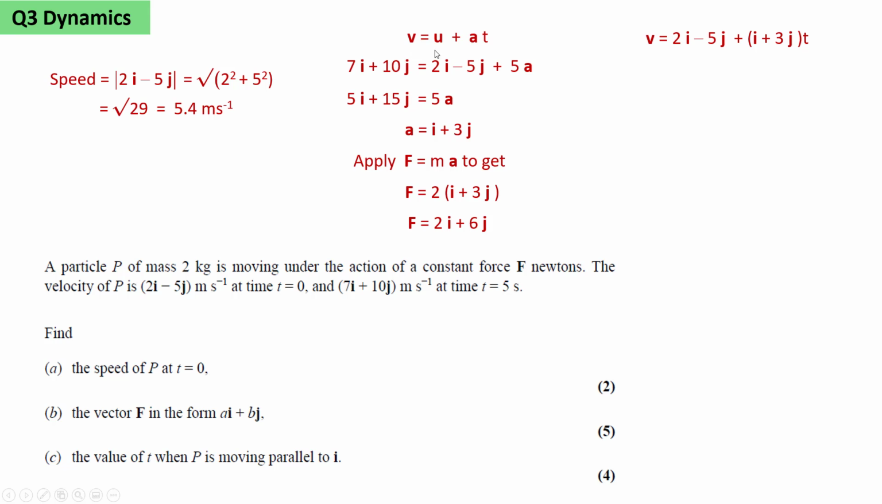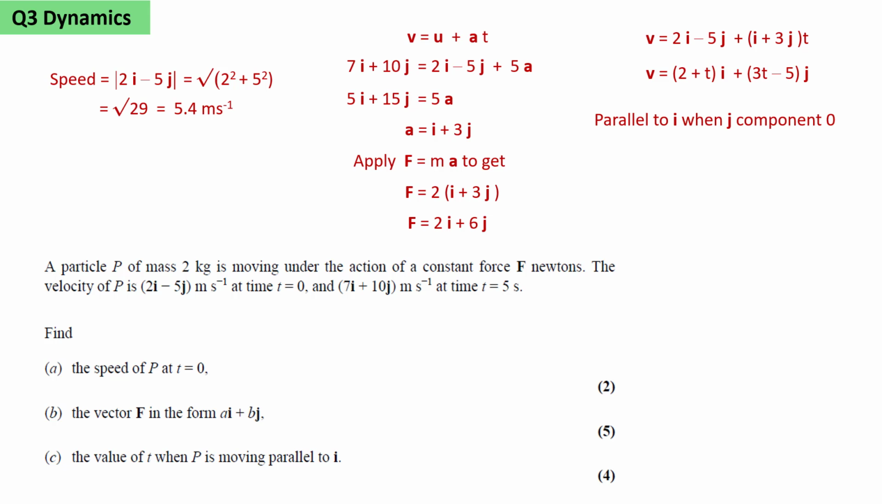So again, we're going to use v equals u plus at. So the velocity at time t will be the initial velocity 2i minus 5j plus t times the acceleration vector, i plus 3j. We rearrange this to collect together the i and j terms, and we have v equals (2 plus t)i plus (3t minus 5)j.